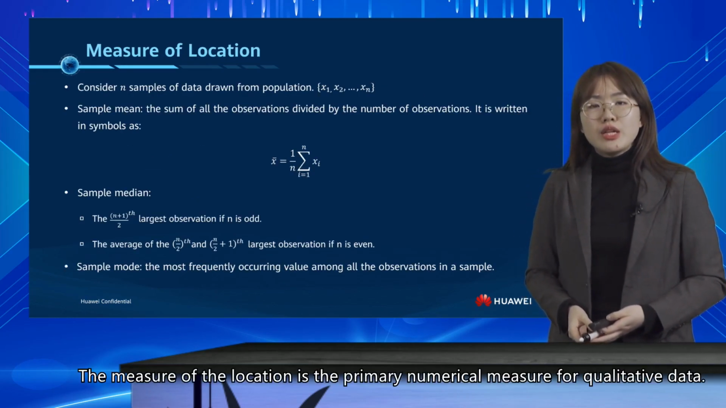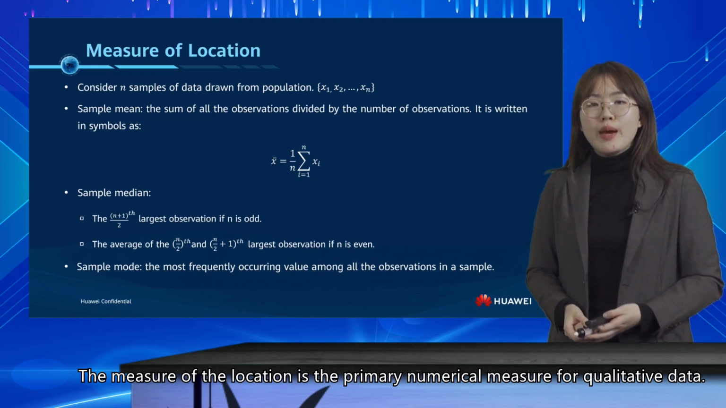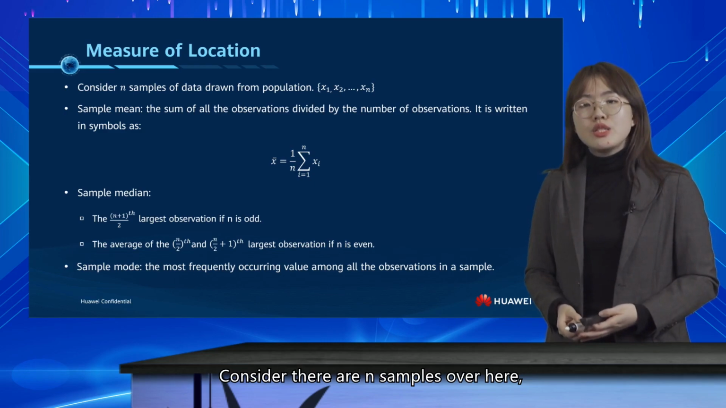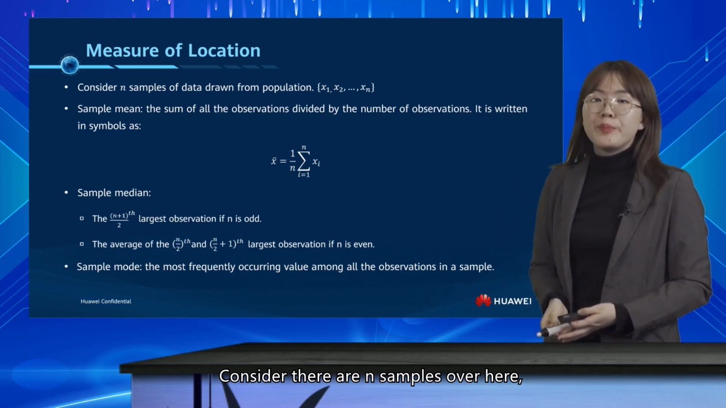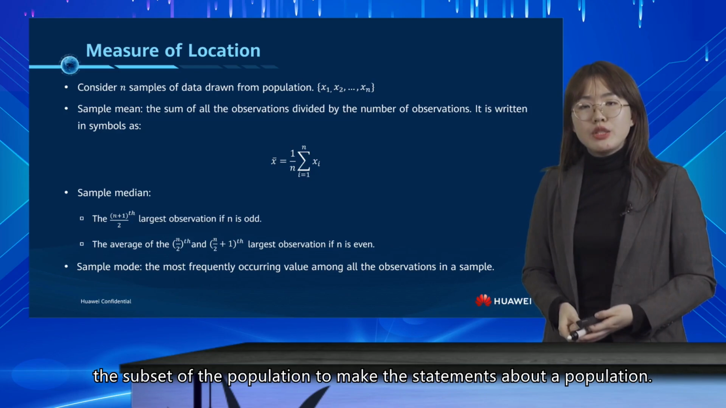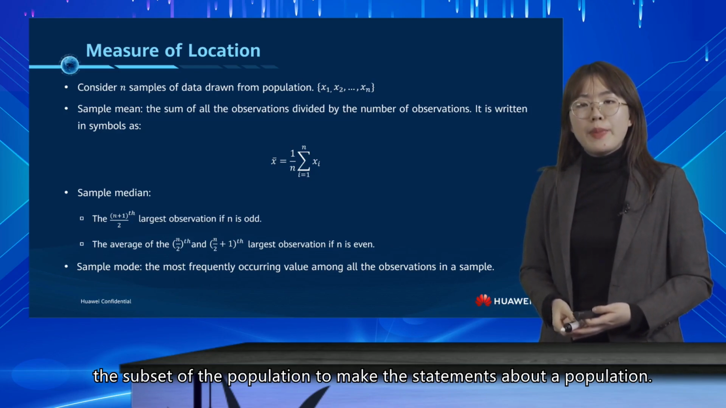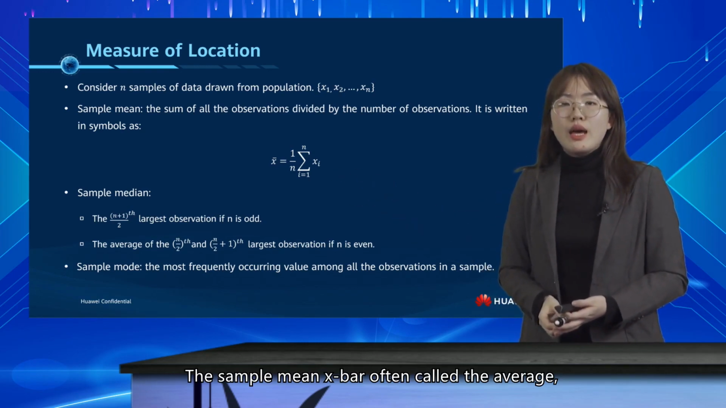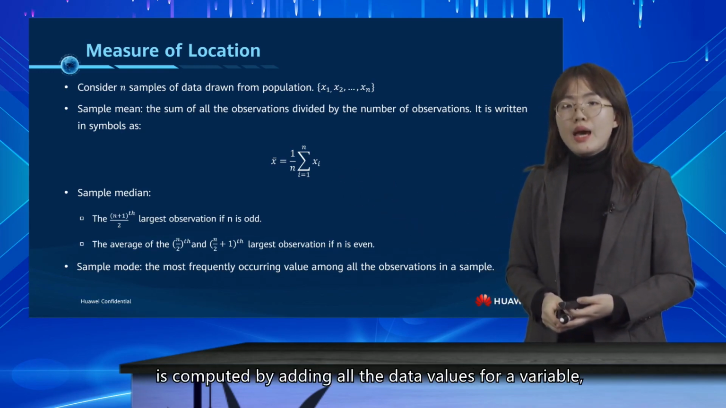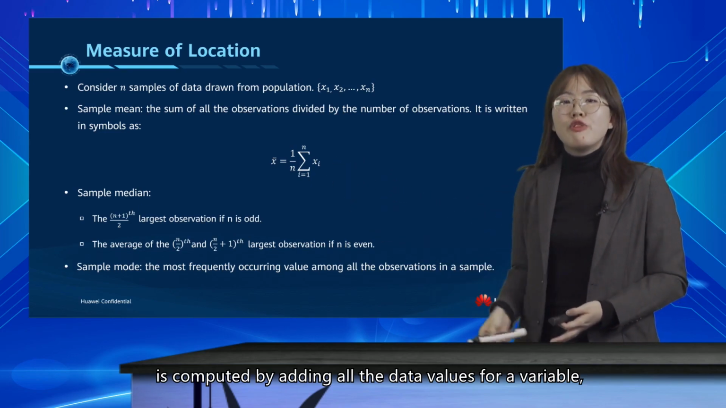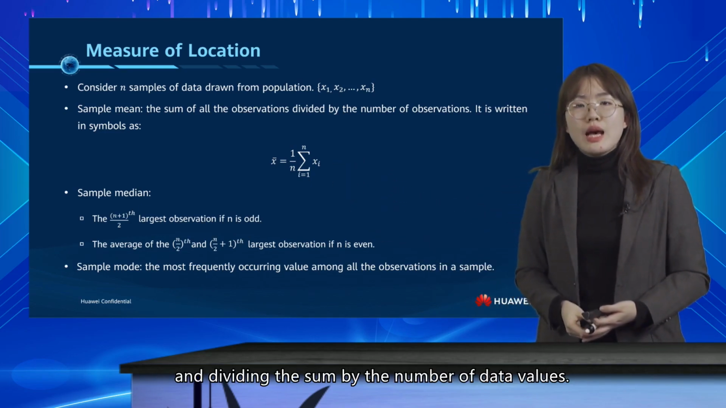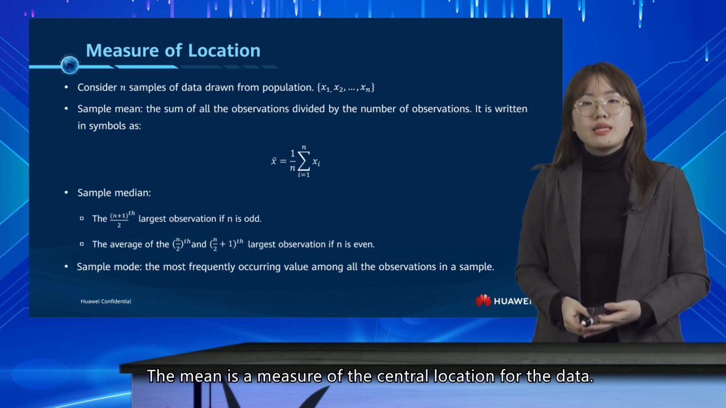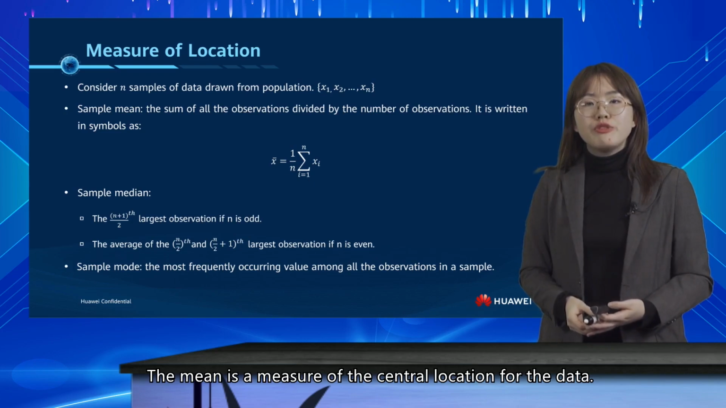The measure of location is the primary numerical measure for quantitative data. Consider there are n samples over here, the subset of the population, to make statements about a population. The sample mean x bar, often called the average, is computed by adding all the data values for a variable and dividing the sum by the number of data values. The mean is a measure of the central location for the data.